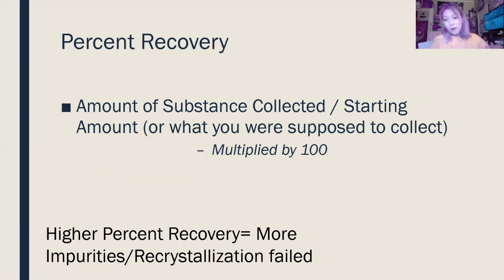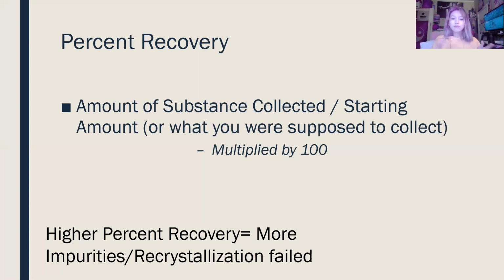And then, of course, the math part of trying to see if your compound is pure or not is percent recovery. I did the math here because it's something you're going to have to do for your post lab. This is super important for the rest of the lab, for both labs 1 and 2, because we always want to know what your percent recovery is. You're going to see this often. It's the amount of substance that you collected divided by the starting amount, or what you were supposed to collect depending on the experiment. And then of course we multiply by 100 because we want a percent.